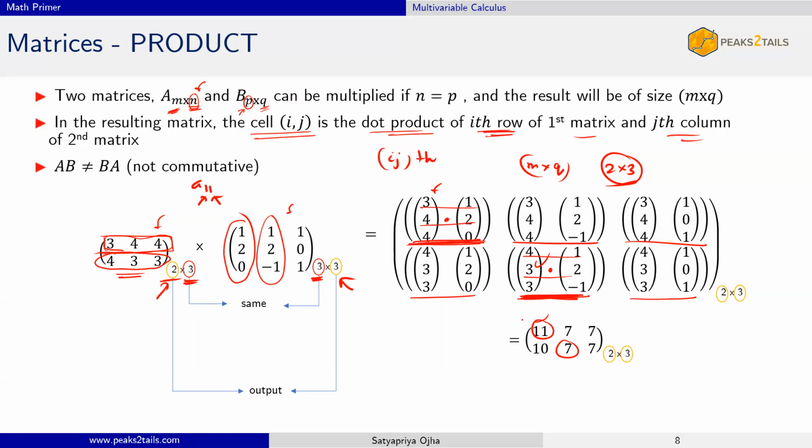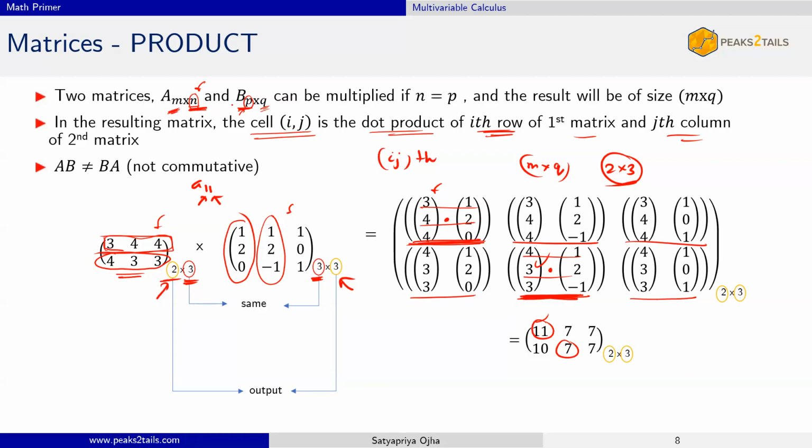So this is how you do it. Two things you have to remember. First of all, is the product possible? Right? The required condition is n must be equal to p. And the output would be m cross q. Okay. And then you do the product.